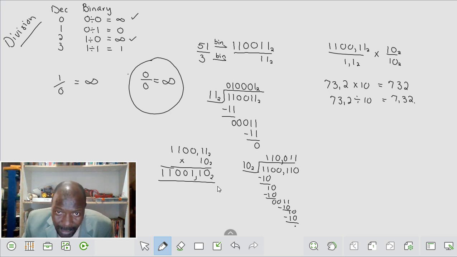So the same way that your 10 moves your comma to the left when you're dividing, your 1, 0, your 2, has moved your comma to the left as well. The 2 does to numbers in base 2 what a 10 does to numbers in base 10 when you are multiplying or dividing. Obviously the 8 will do the same for base 8 numbers, and the 16 will do the same for base 16 numbers.